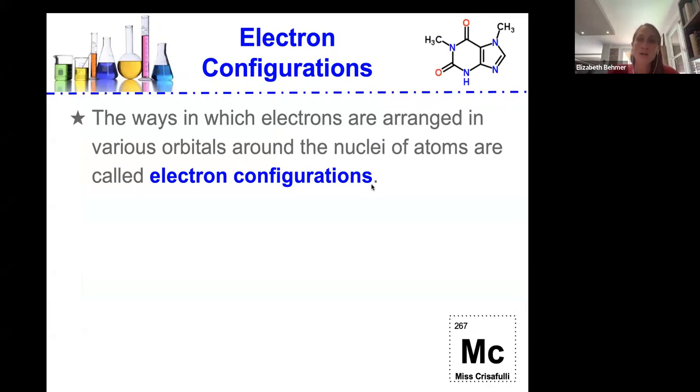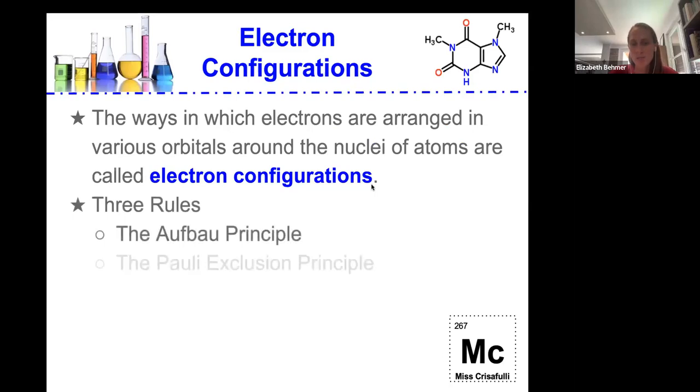So the ways in which electrons are arranged in various orbitals around the nuclei of atoms are called electron configuration. And we have three rules: the Aufbau principle, the Pauli exclusion principle, and then Hund's rule. And they'll all tell you how to find the electron configuration of those atoms.